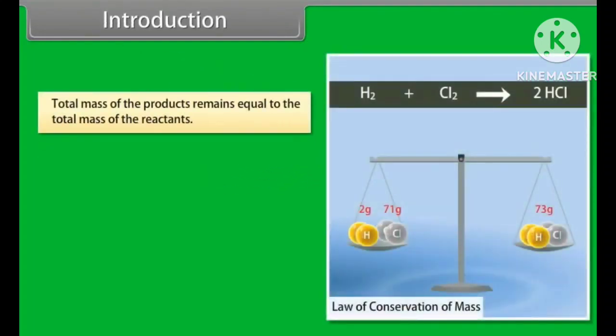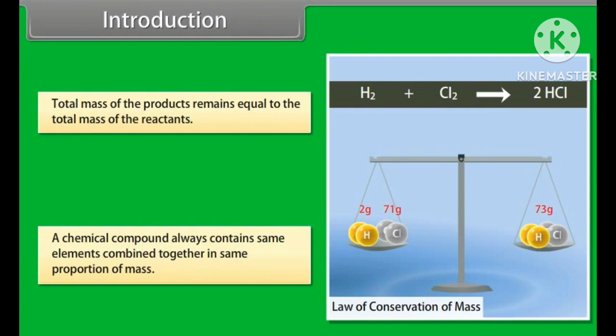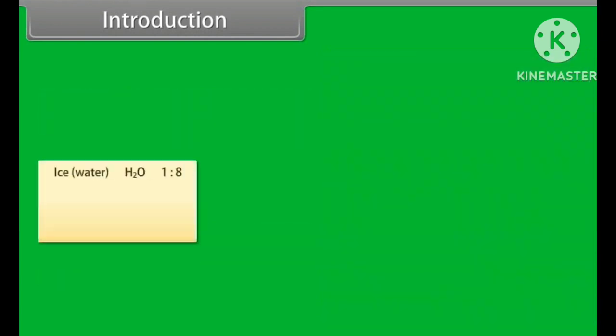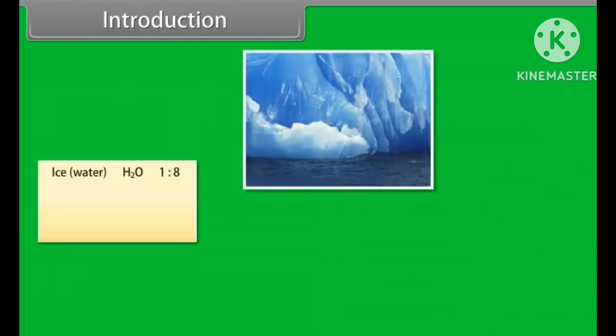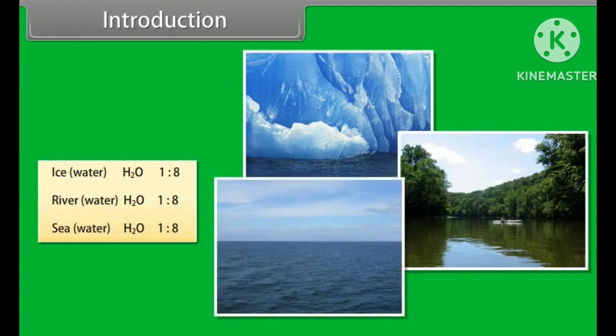Total mass of the products remains equal to the total mass of the reactants. H2 plus Cl2 gives 2HCl. A chemical compound always contains the same elements combined together in the same proportion of mass. Ice, H2O, 1:8. River, H2O, 1:8. Sea, H2O, 1:8.